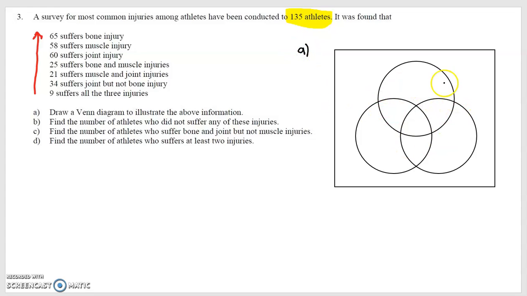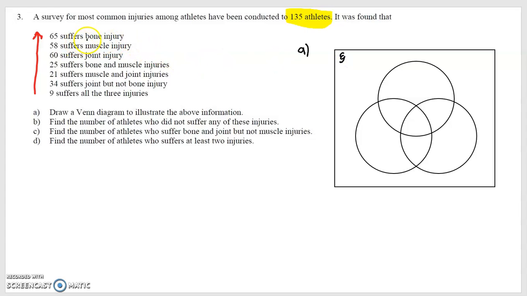So you need 3 circles which intersect each other. Kita perlukan 3 circle ni. Dia bersilang lah. So cara dia bersilang kena betul. Mungkin 2 circle kamu di atas, bawah 1 pun boleh terpulang. So here is the universal set.